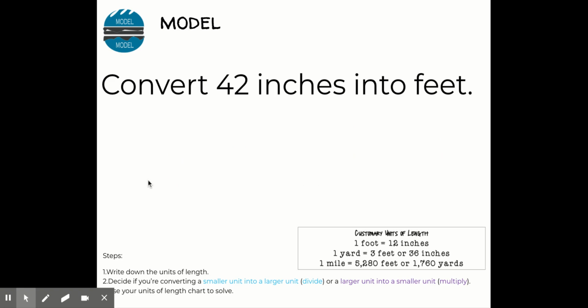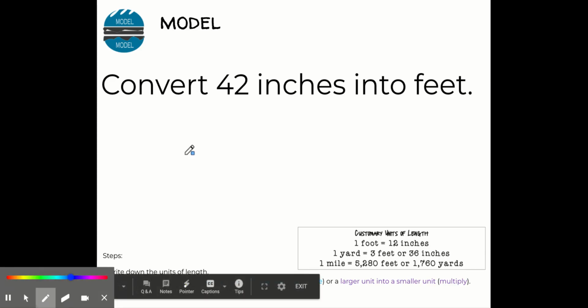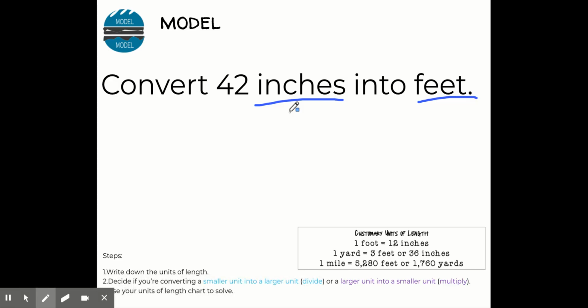So let's take a look at one more example before we practice some. I want to convert 42 inches into feet. Well, in this example, I'm going from inches to feet. I'm going from a smaller unit of measure to a larger unit of measure because inches are smaller. Since I'm going smaller, I'm going to be dividing. So I'm going to look again here. 1 foot is equal to 12 inches. I'm going to be dividing 42 inches into 12 inches so I can determine the number of feet.